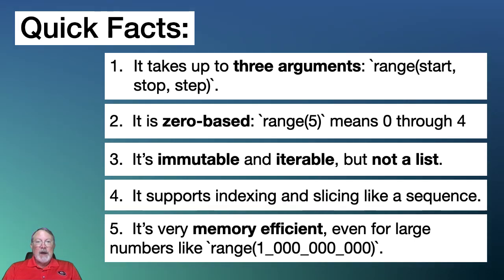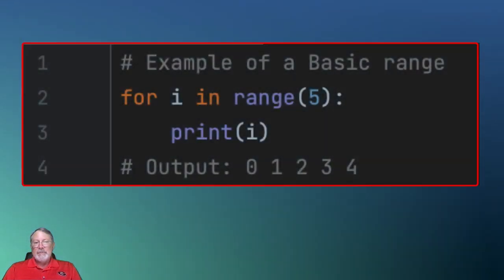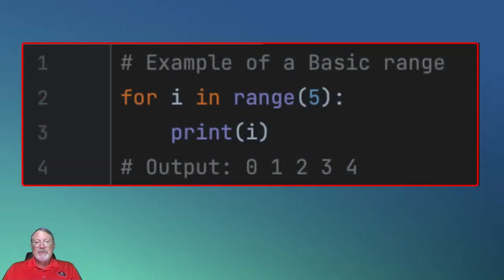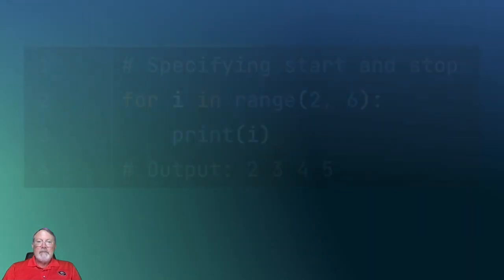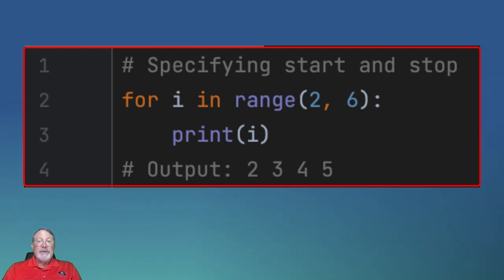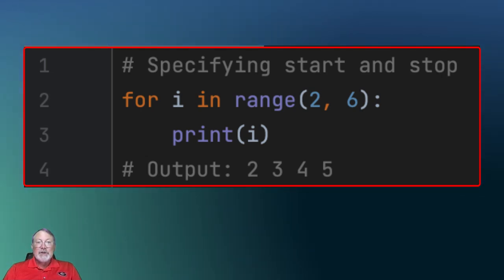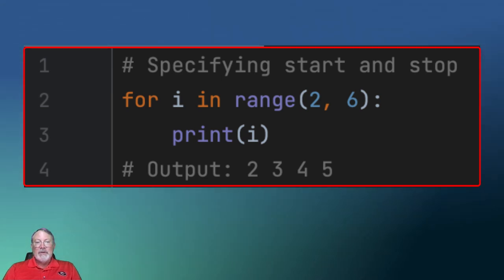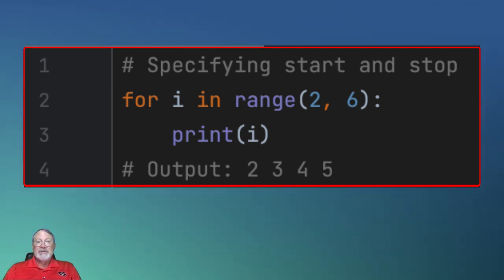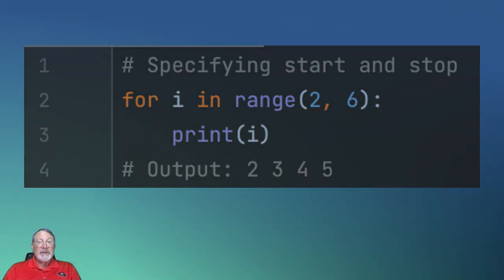Let's take a look at how range works in practice. Here we use a basic range which covers the numbers from 0 to 4. And notice how we're using it in a loop. In addition to the number of items in a range, we can specify a start and a stop argument. Here we use a range from 2 to 6. Notice that it's inclusive of the 2 but exclusive of the stopping value 6.